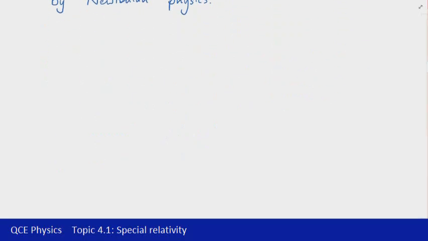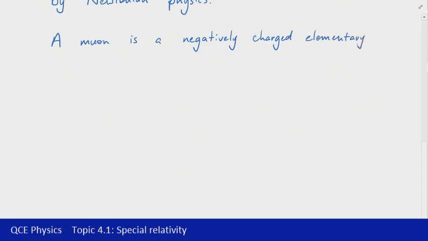Now, as I said, for more information about muons, you'll need to go to subtopic 4.3, but just to give you a brief background here, a muon is a negatively charged particle, so it has the same charge on it that an electron does, and it's an elementary particle, so it's one of the building blocks of the universe, and while it has the same charge as an electron, it's a much more massive particle, and that means that it has a much greater mass, about 207 times greater than an electron.